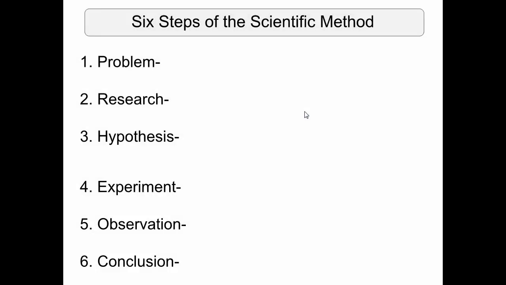Okay, so in our experiment, next page. In our experiment, we start with a problem. Now, in the scientific method, we're talking about the problem. It's the question we're trying to ask. It's what we are trying to figure out in our experiment. So you always phrase the problem as a question.